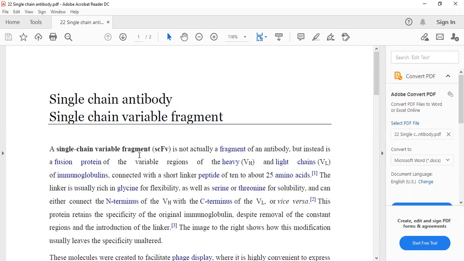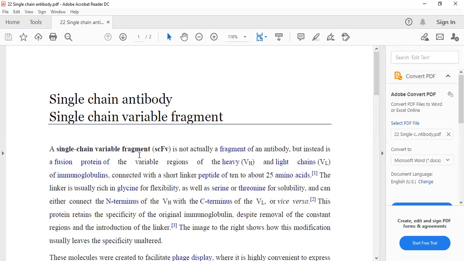What is the variable region? The variable region is the region which will determine the type of antibody. It will determine the nature of the antibody and it will differ from antigen to antigen. There are lots of antigens present in the environment, and for those millions and billions of antigens, we need billions of antibodies.